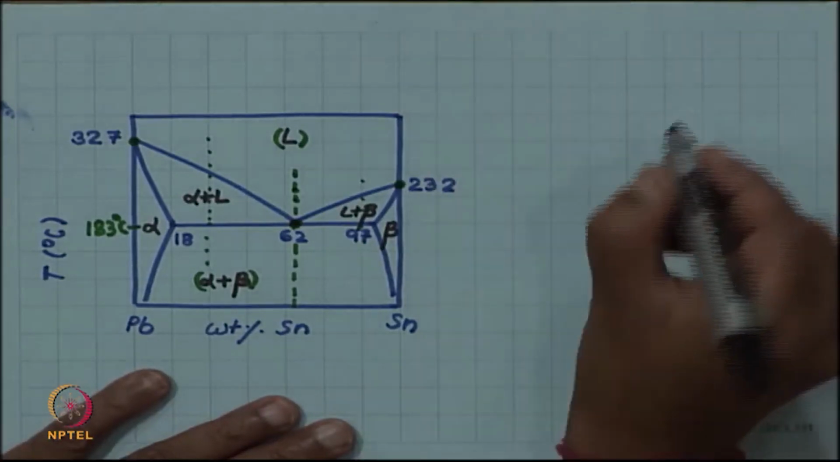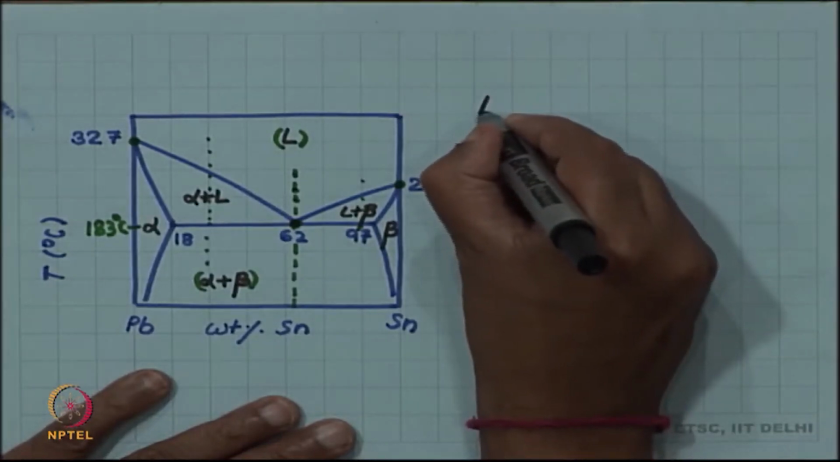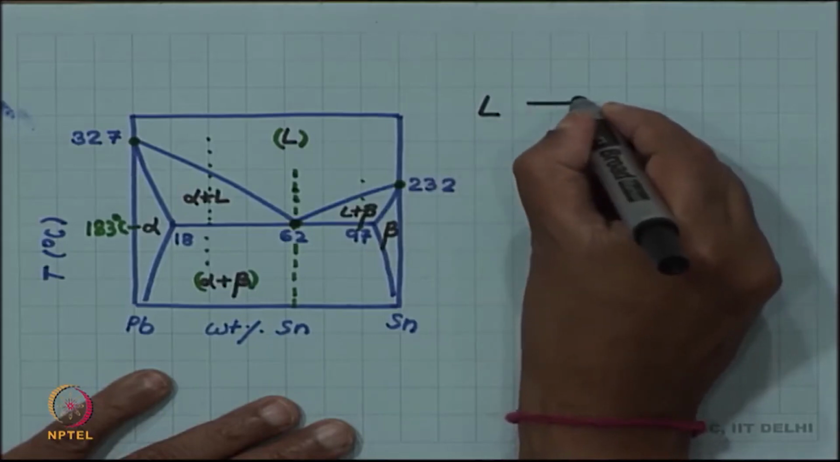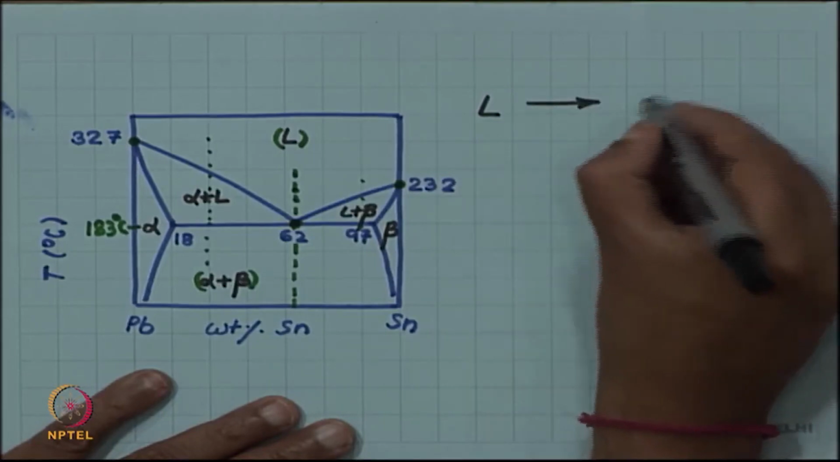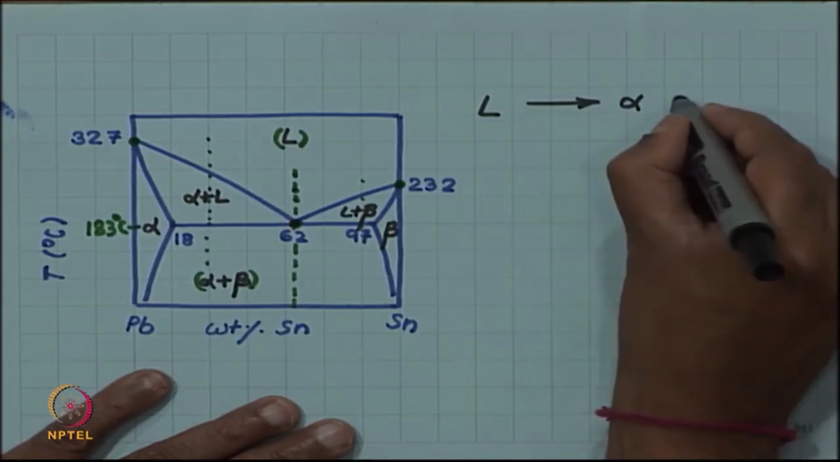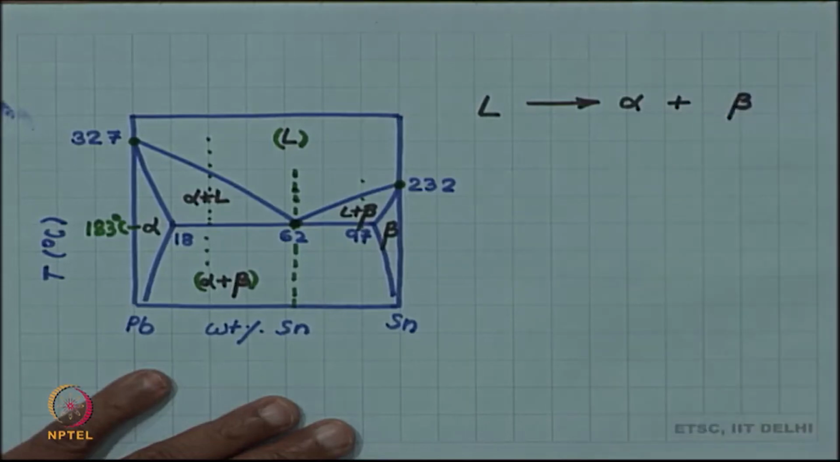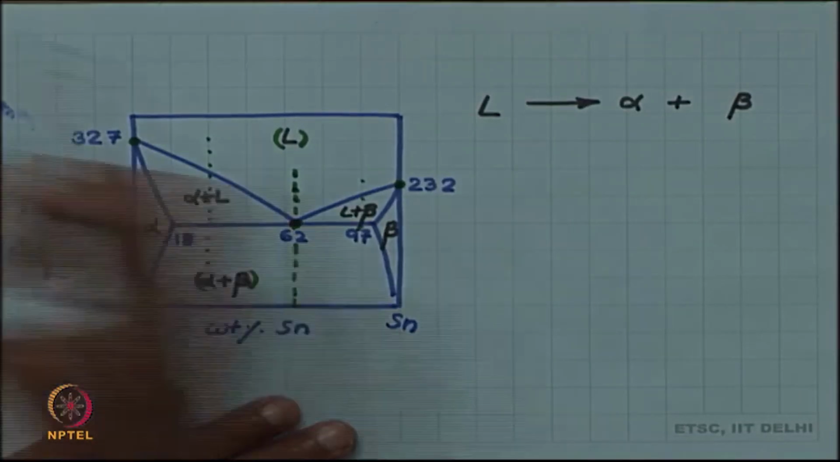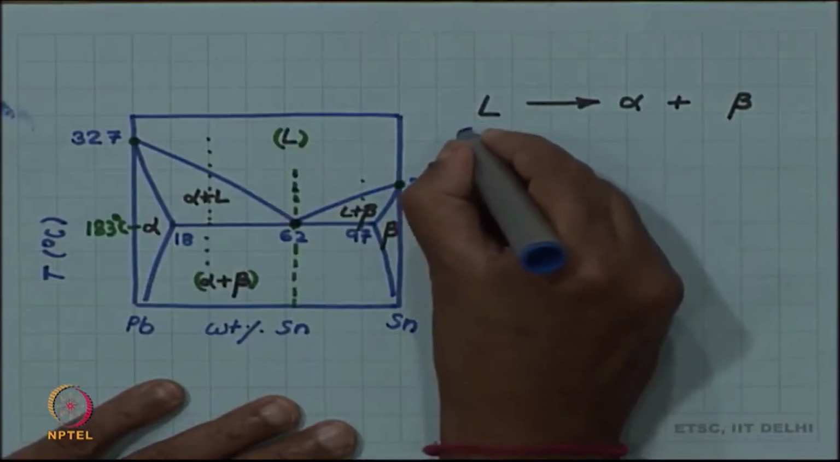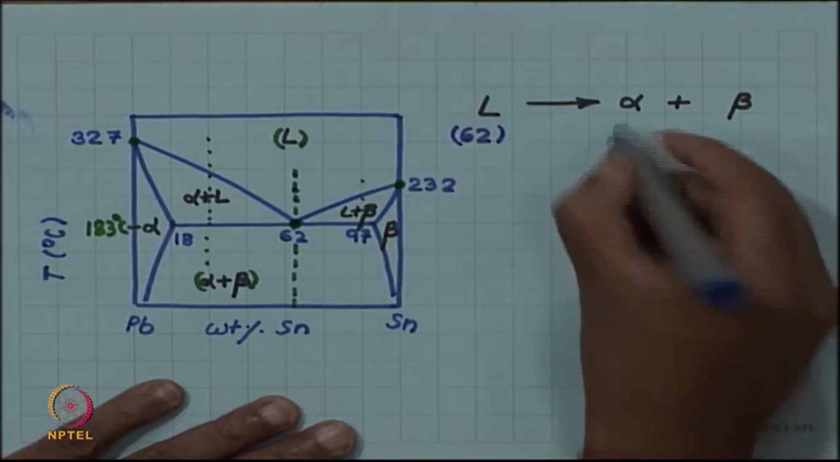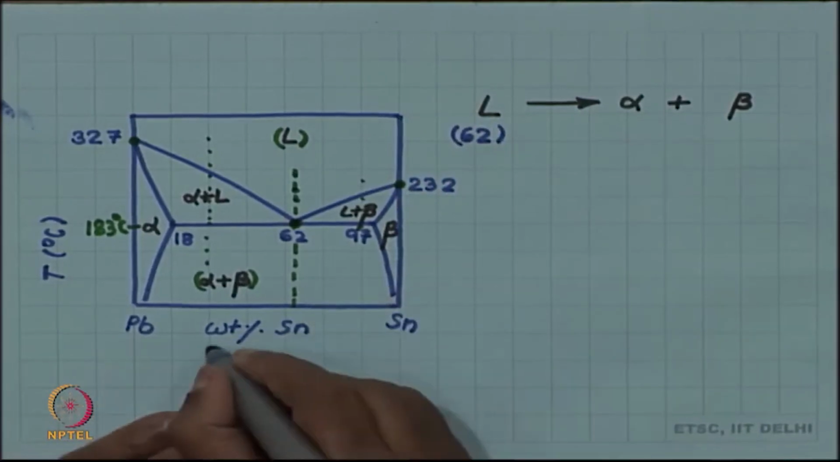So, on solidification we can write it like a reaction that on solidification a liquid is undergoing a transformation into alpha plus beta. This liquid is of composition 62 weight percent tin. So, I write the composition 62, units are weight percent tin.